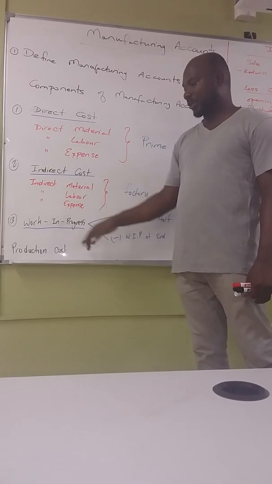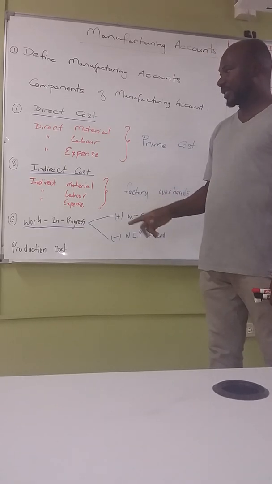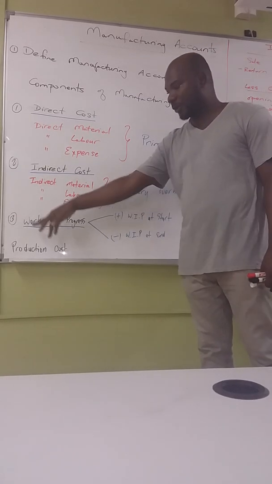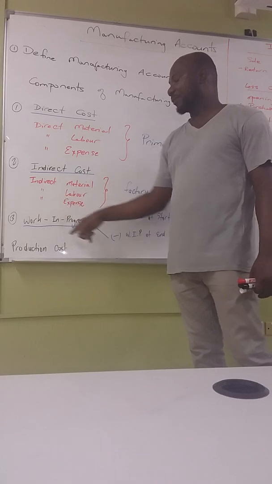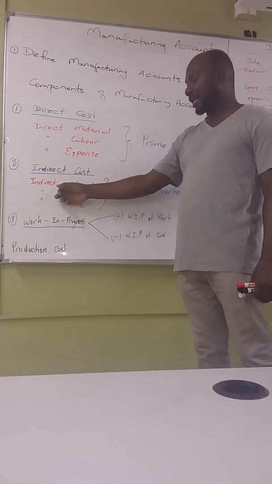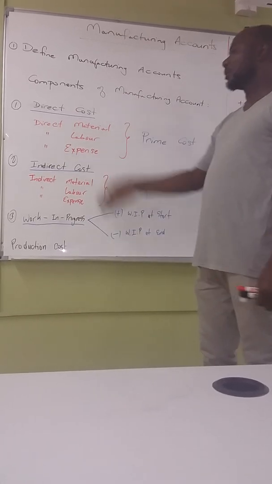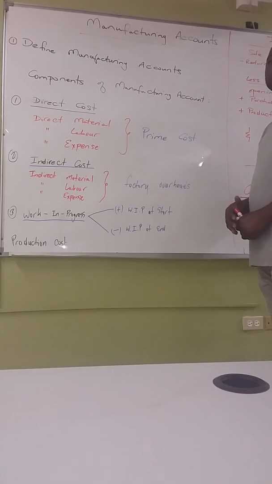Now we'll speak about work in progress in a few. But I want you to also understand that in the event that there were no work in progress, it would have been your direct cost plus your indirect cost to give you your production cost. Now let us look at what we make reference to as direct costs.